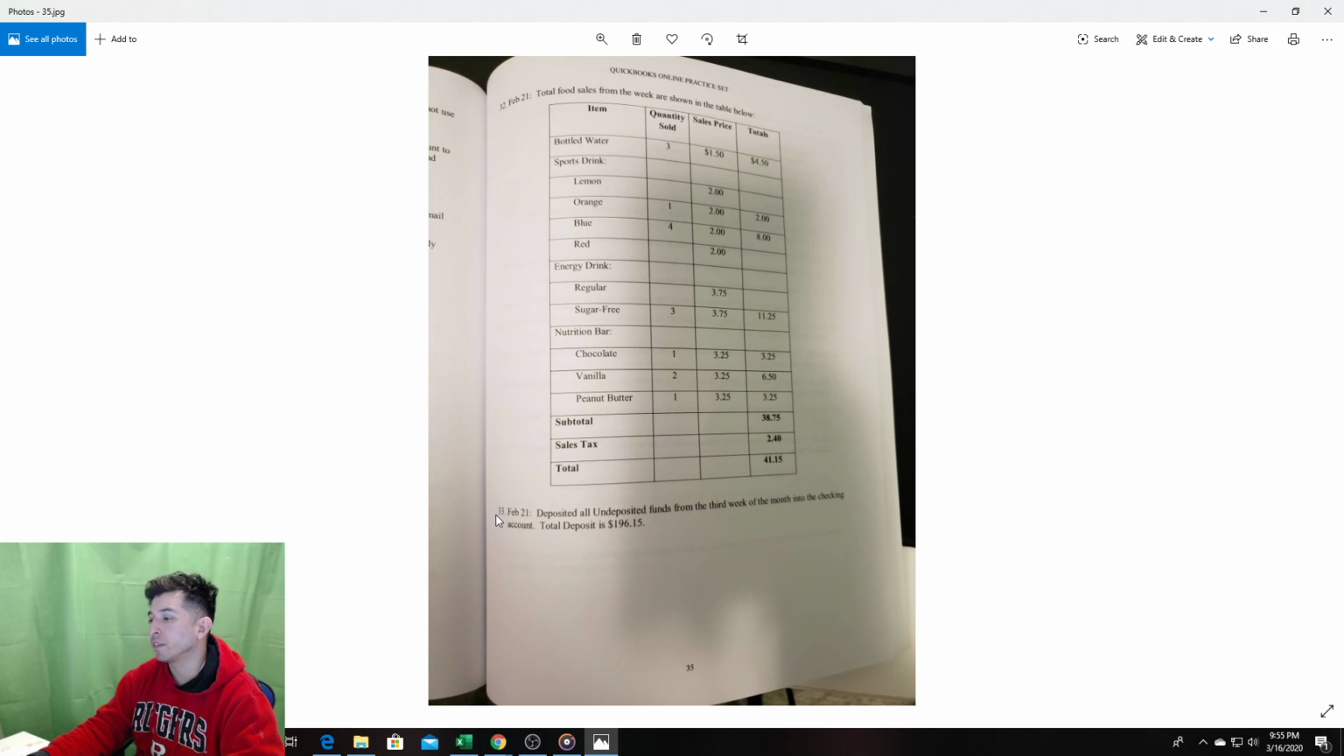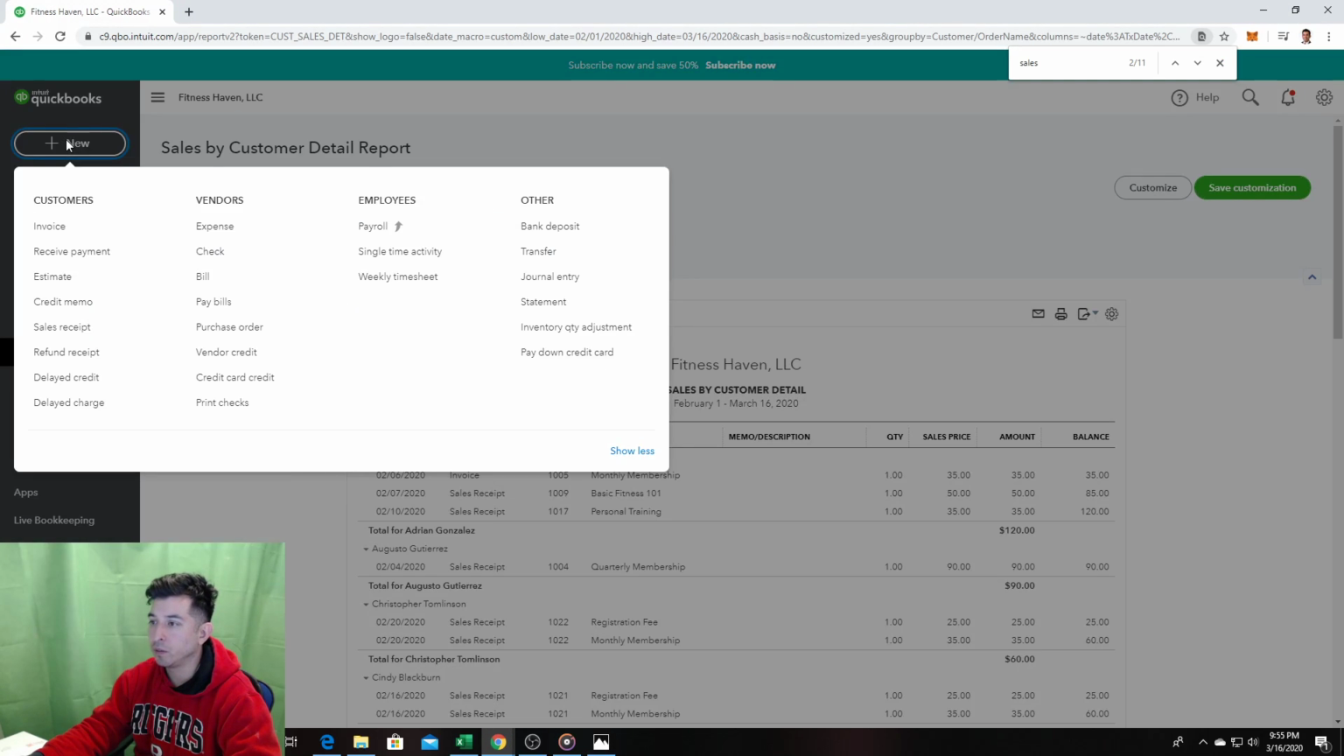So the next transaction is transaction number 33. February 21st, deposited all undeposited funds from the third week of the month into the checking account. Total deposit is $196.15 into the checking account. So let's do that. New, deposits. Where is deposits? I forget where deposits are. Other, bank deposit, right here.